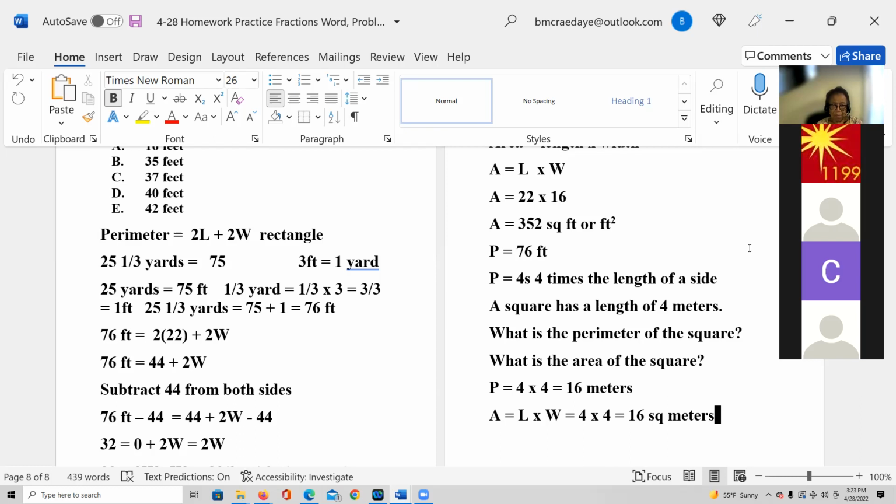Okay. Now, mental math. Let me change this. Suppose the side of the square is 3 feet. All right, Mercedes, what is the perimeter? If the side of the square is 3 feet, what is the perimeter? Perimeter is equal to what?